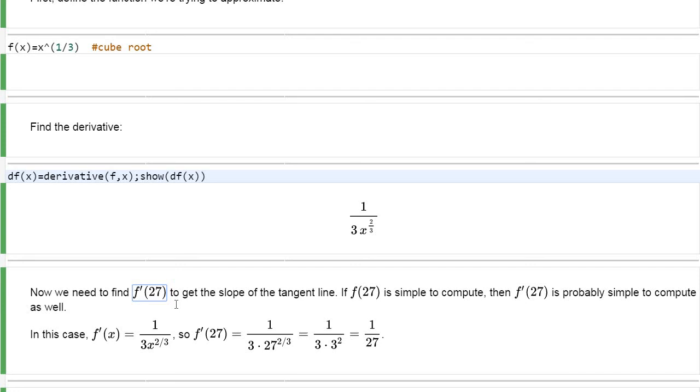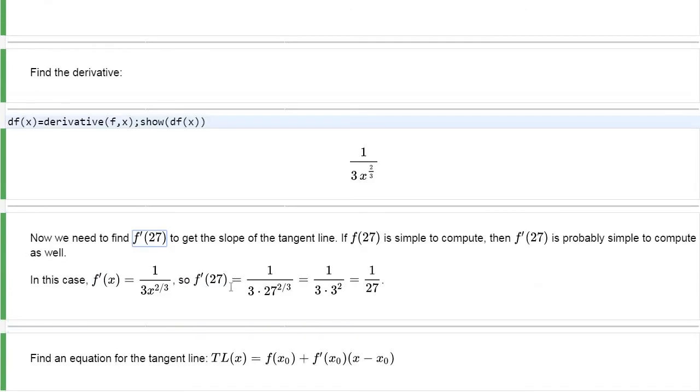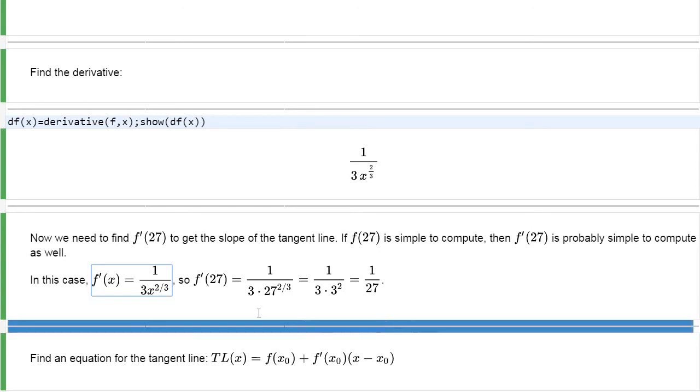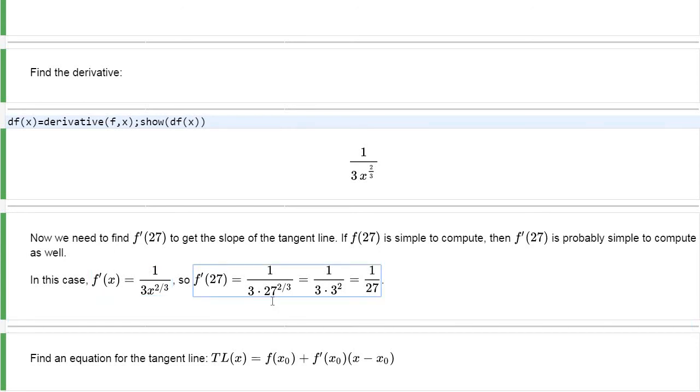In this particular example, it is a little messier than f of 27. But anyway, here's f prime. It's a third of x to the negative 2/3 power. And so I put 27 in there. And 27 to the 2/3, well, 27 to the 1/3 is 3, so this is 3 squared, and that's 9. And then you multiply a third times a ninth, and you get a 27th. So the slope of the tangent line when x equals 27 is 1/27th.